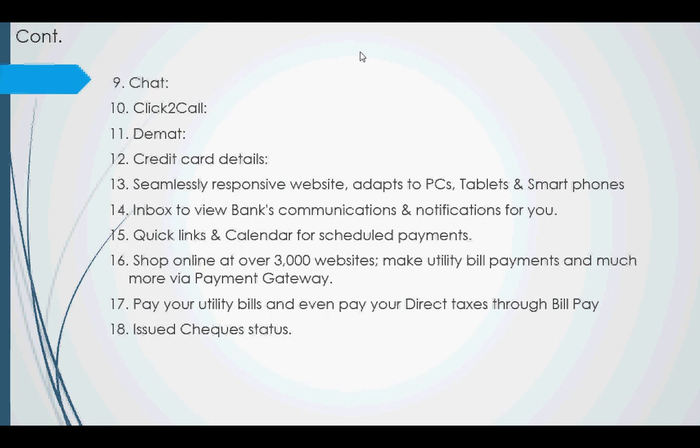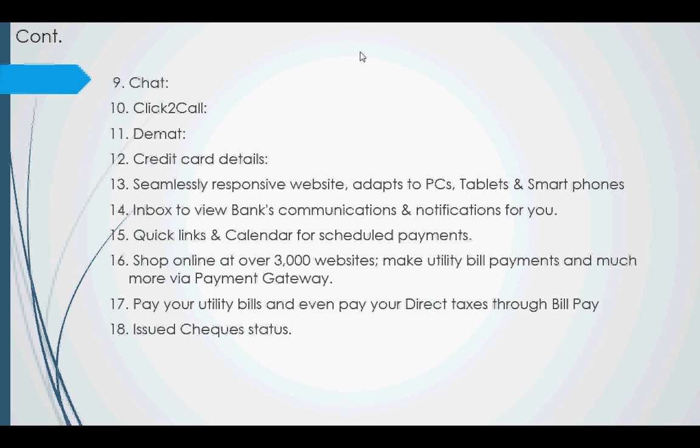Demat account facility is also provided for participants in the secondary market, called the stock exchange. Credit and credit card details will be available. Responsive websites adapt seamlessly to PCs, tablets and even smartphones. We also have an inbox facility to view the bank's communications and notifications as and when they send them.